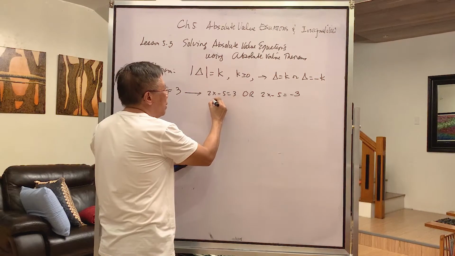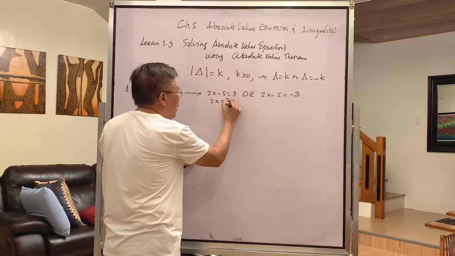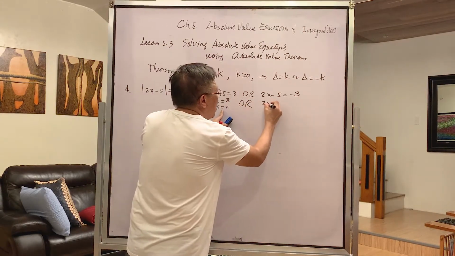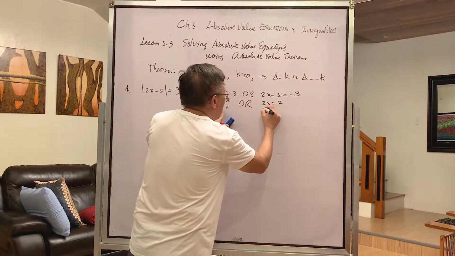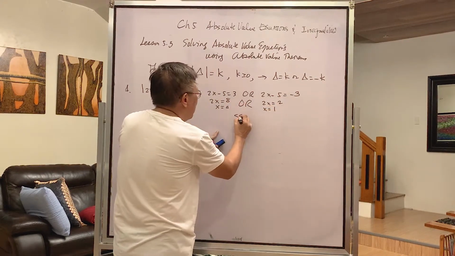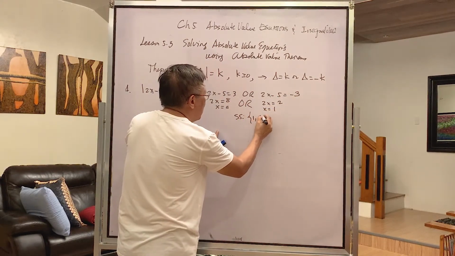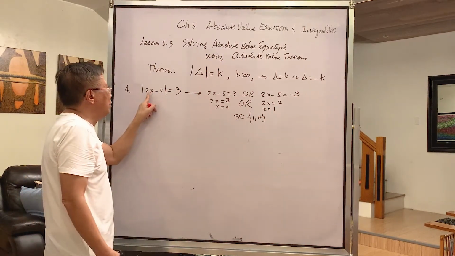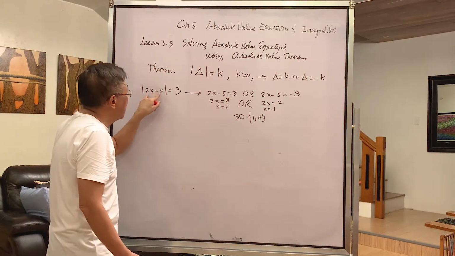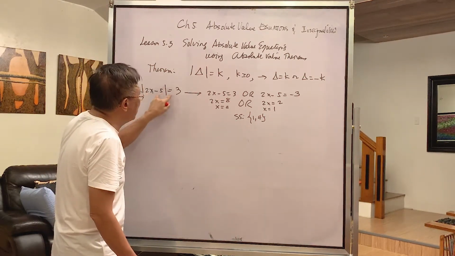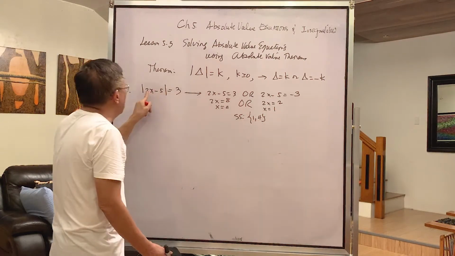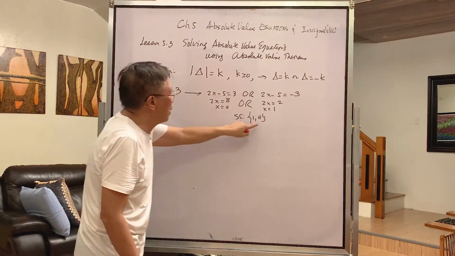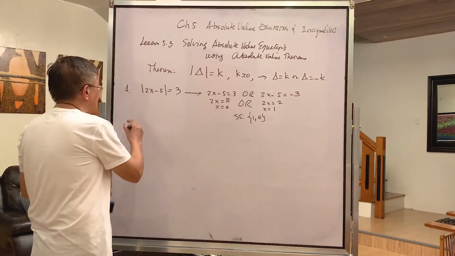And then we will solve these two equations: 2x equals 8, or x equals 4. Or 2x equals 2, giving us x equals 1. Therefore, our solution set will be 1 or 4. If we substitute here, when x is 1, 2 times 1 is 2, minus 5 is minus 3. The absolute value of negative 3 is 3. What about when it is 4? 2 times 4 is 8, minus 5 is 3. The absolute value of 3 is 3. So these are your solutions.